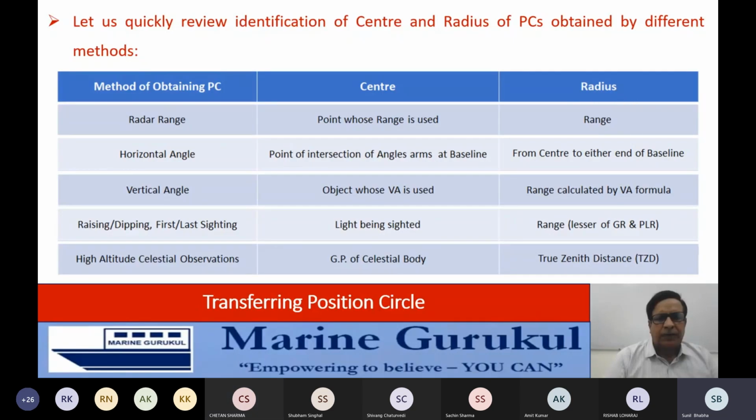Yes sir. Okay beta, you can check it with other methods also. The first column gives you the name of the method. Second column tells you how to identify the center, and the third column tells you how to find out the radius. Okay sir. Once you know the center and the radius, it is very easy for us to make the circle on the chart.